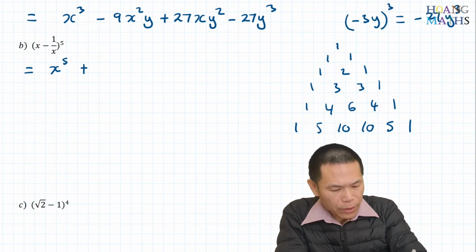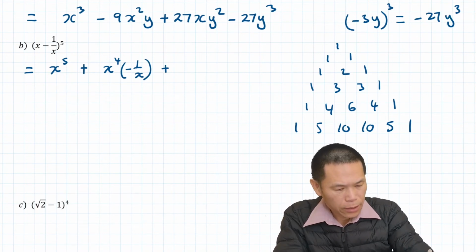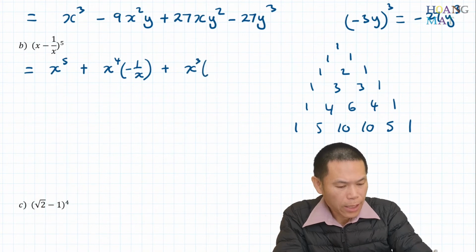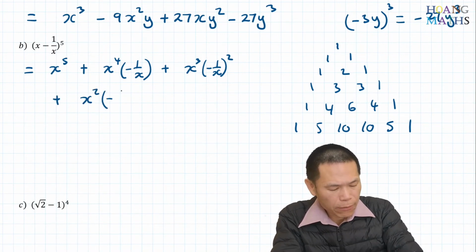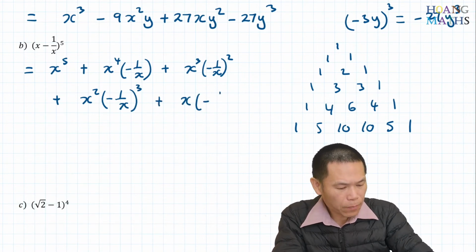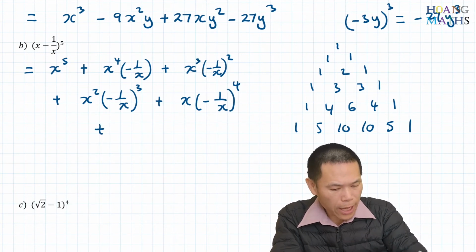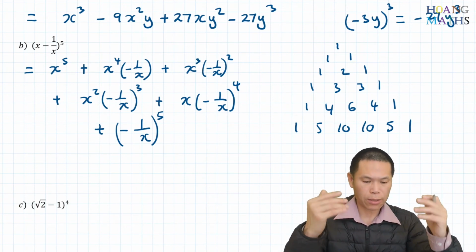And then we add x to the power 4 and write negative 1 over x to the power 1. And this one here, we're reducing, so x to the power 3, and this is increasing. Just remember that for me. And then we're going to add x to the power 2 and then negative 1 over x to the power 3. Then we add x and negative 1 over x to the power 4. And then the last one is we just add negative 1 over x to the power 5. Okay, so that's it, because x to the power 0 is 1 anyway, so I just leave it.